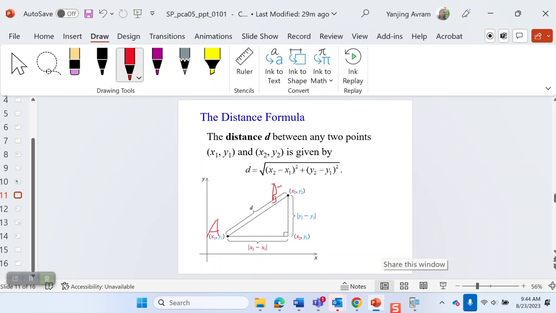Okay, I'm trying to get my calculator, my writing tool at work.